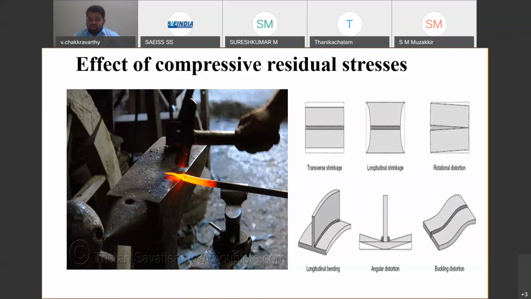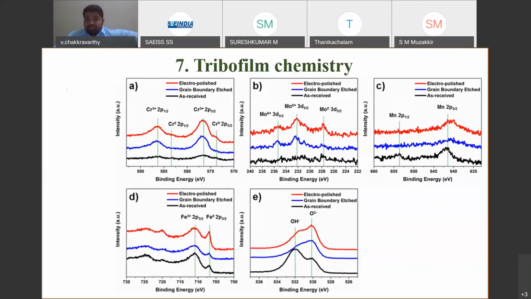Through that we could increase compressive residual stresses, or else we could do some kind of ultrasonic peening. Peening means a small hammer hits your implant surface with ultrasonic vibration. Due to that, the microhardness of the component will automatically get enhanced, which will result in high wear resistance. Another thing is tribofilm chemistry.